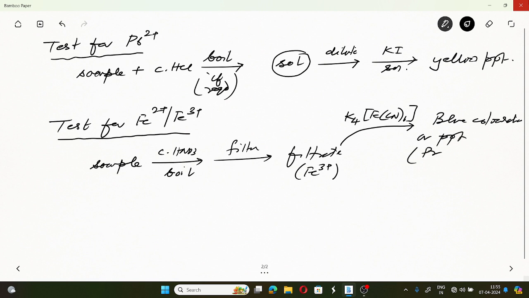You already have an idea about the structure of Prussian blue, etc. So this Prussian blue will be formed. And if you treat the filtrate with ammonium thiocyanate, NH4SCN, you will get a blood red coloration.